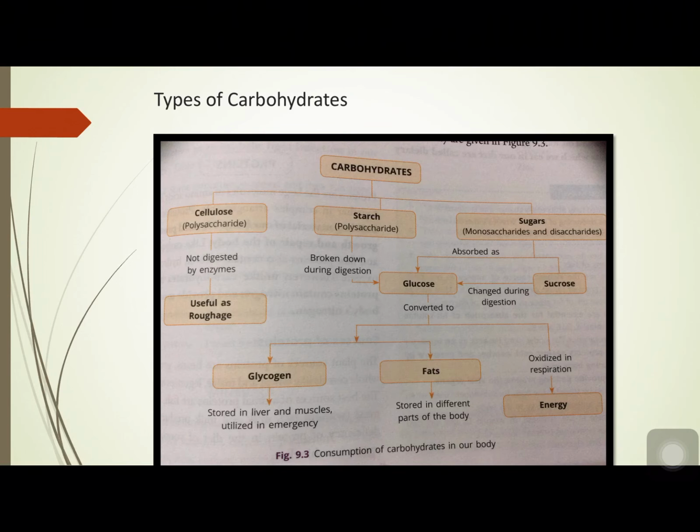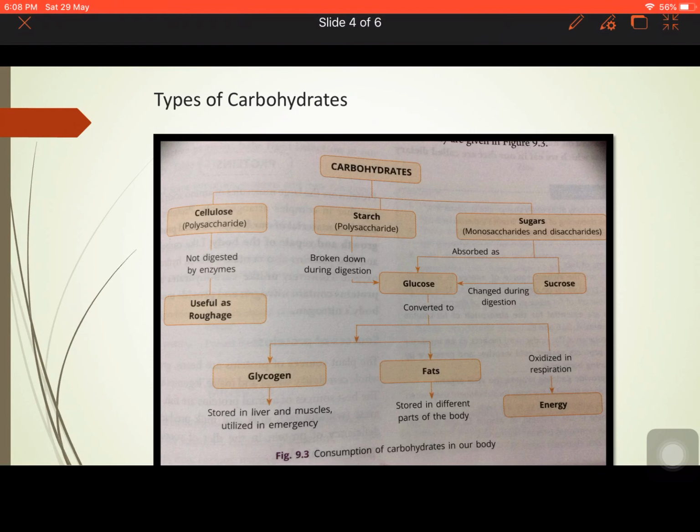Now, here I have put a chart. Let us look at this flow diagram and discuss. Carbohydrates can be divided into sugars, starch, and cellulose. First we will concentrate on sugars. Sugar is a type of carbohydrate which is generally of two types. One is simple sugar and one is compound sugar.